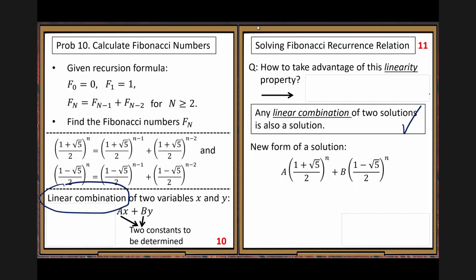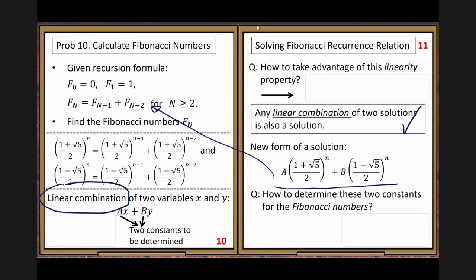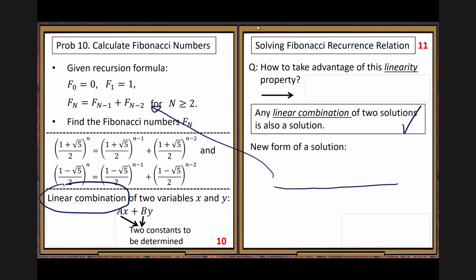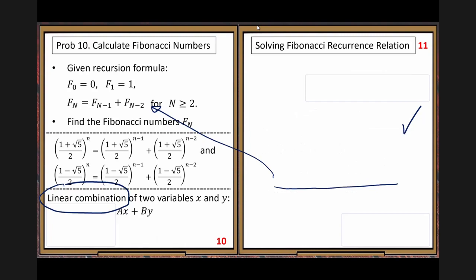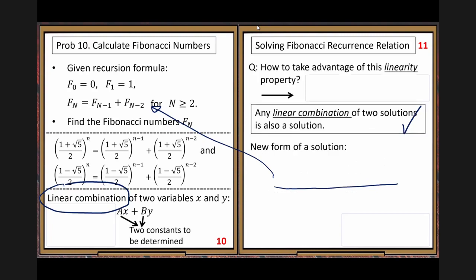All right, let's take the new form for our solution. Then you plug in, can you get the recurrence relation satisfied? If I go back, not necessarily go back. Why? Because we have two special solutions here. Let me show you why a linear combination this way is also a solution.